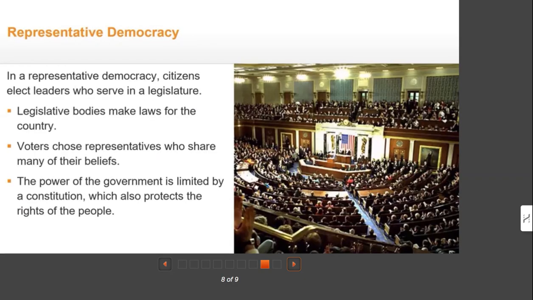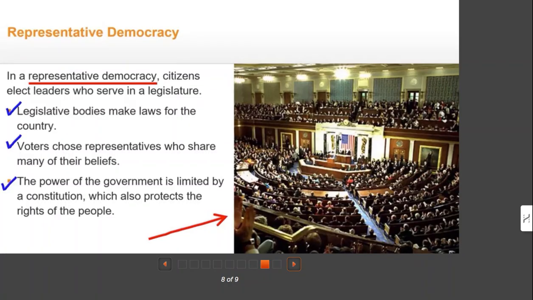The major democratic nations of the world practice representative democracy. Representative democracy gets its name because citizens vote for leaders who will represent them. In a representative democracy, citizens elect leaders to serve in a legislature. A legislature makes laws. This image shows a meeting of the members of the U.S. Congress. The rights of the people, such as freedom of speech, are protected by a constitution.